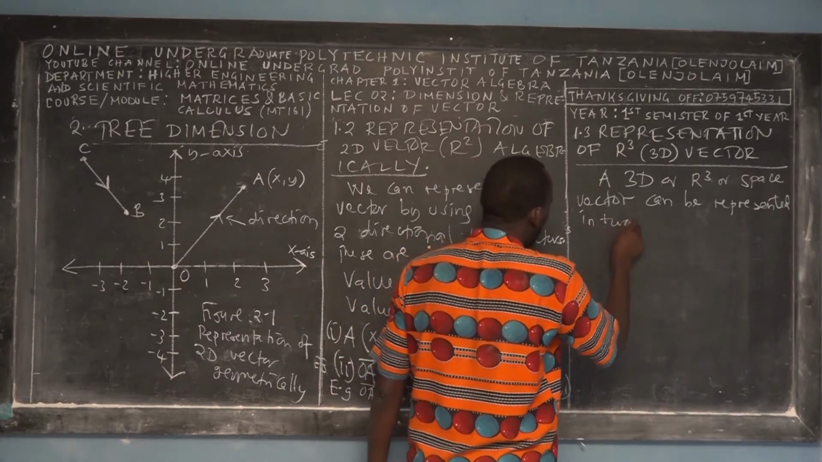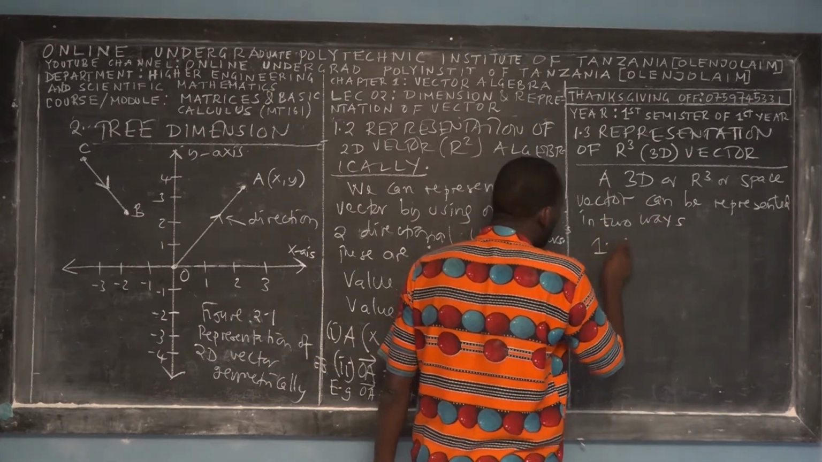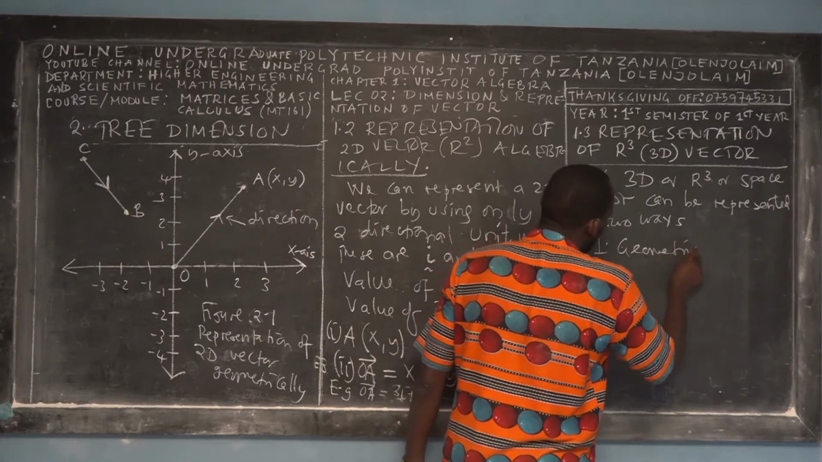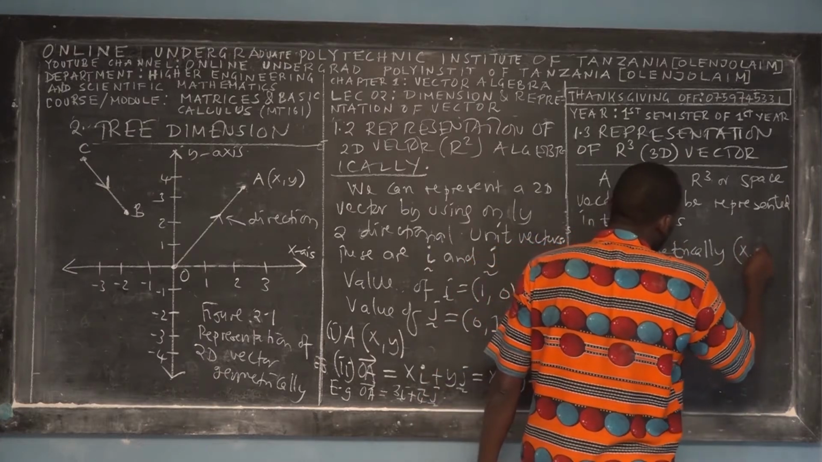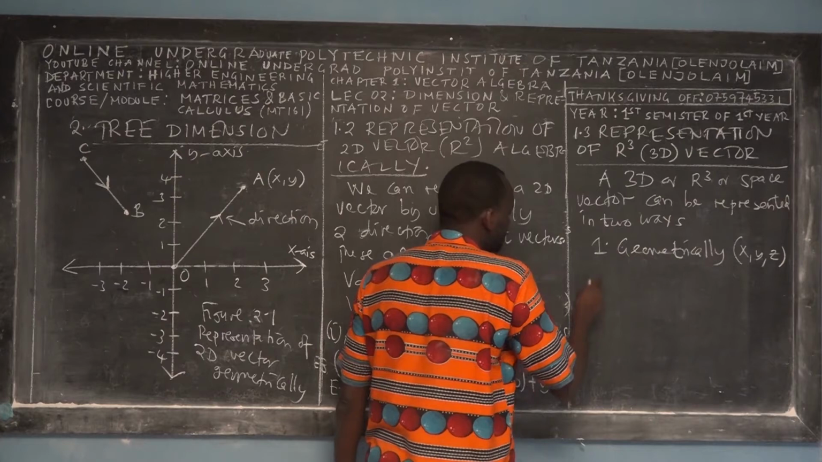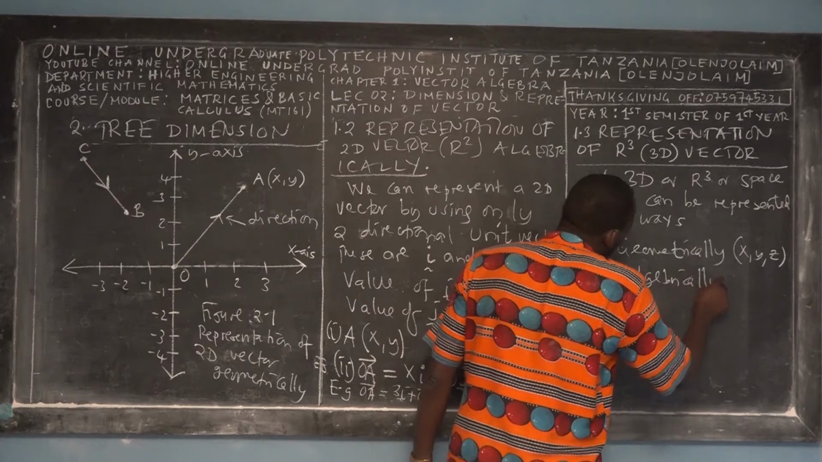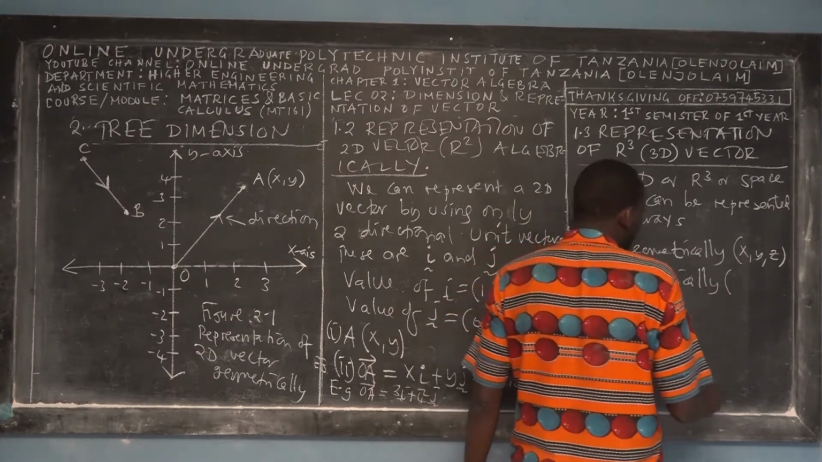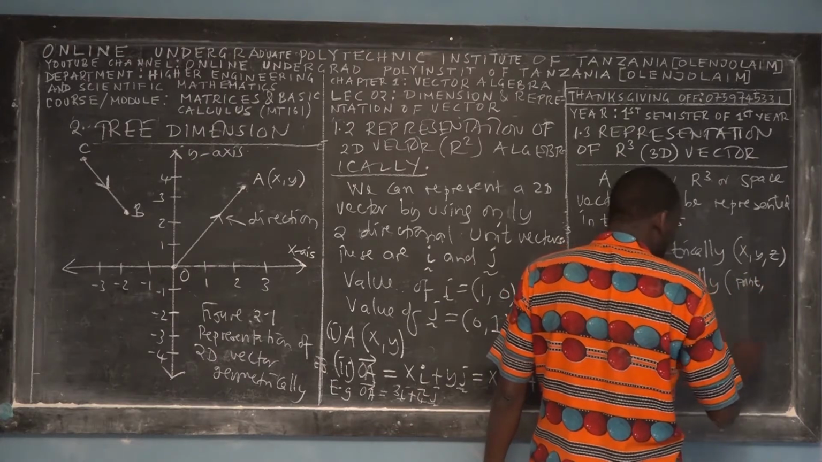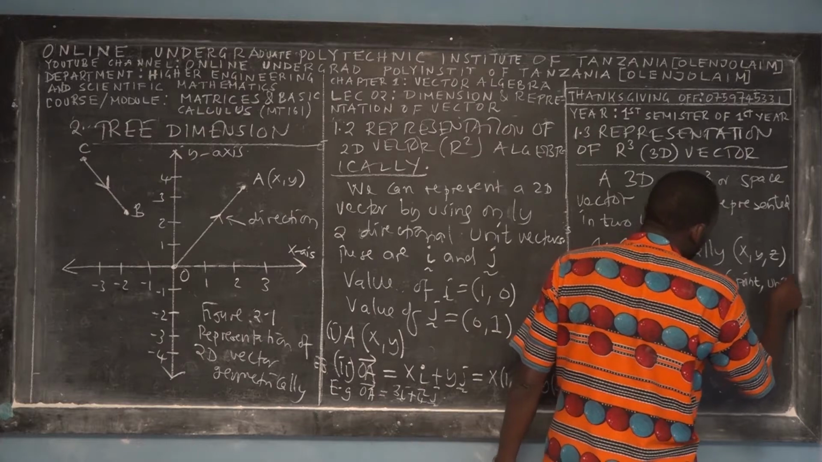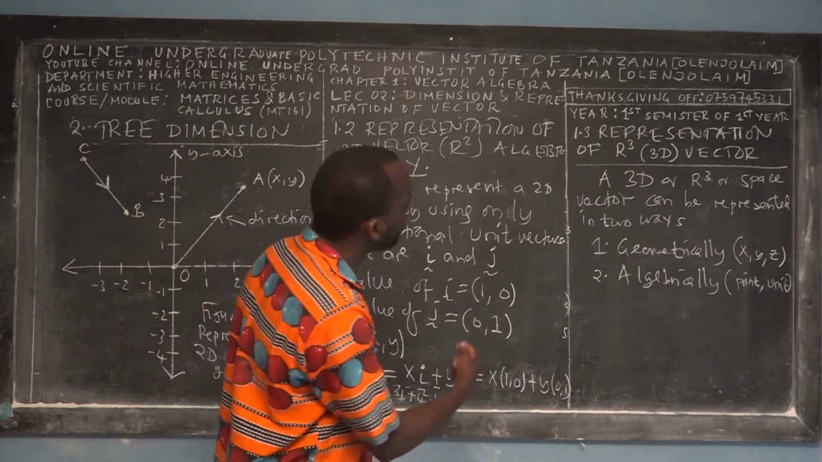can be represented in two ways. The first way is geometrically, on the three axes, which are the x, y, and z axes. And the second way is algebraically. Algebraically means that we can use standard unit vectors, or we can use a vector as a point or as standard unit vectors. So let us go into detail because this is very interesting.